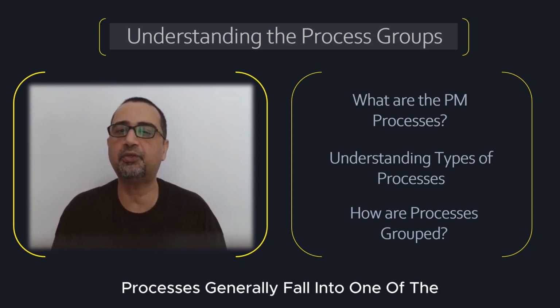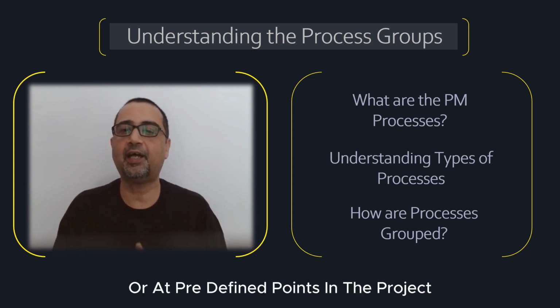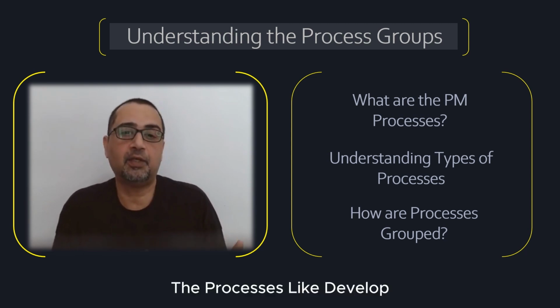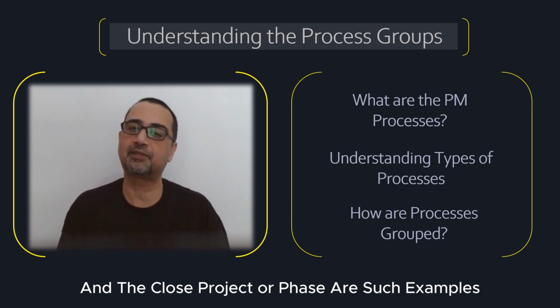Processes generally fall into one of three categories. Type 1 is when processes are used once or at predefined points in the project. Processes like develop project charter and close project or phase are such examples.